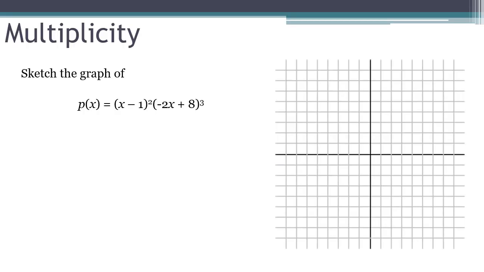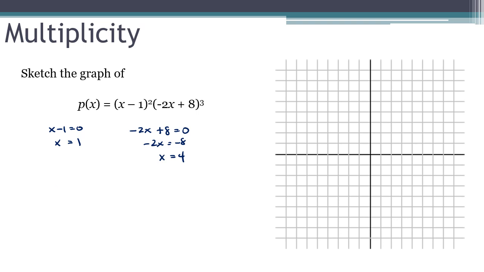So let's see how we can bring these two concepts we've been discussing, end behavior and multiplicity, together to get the complete sketch of a polynomial. All right, so we're going to follow both paths here. First, let's find the roots and think about their multiplicities. Well, the x minus 1 factor gives me x equals 1, and the minus 2x plus 8 factor gives me minus 2x is negative 8, x equals 4.